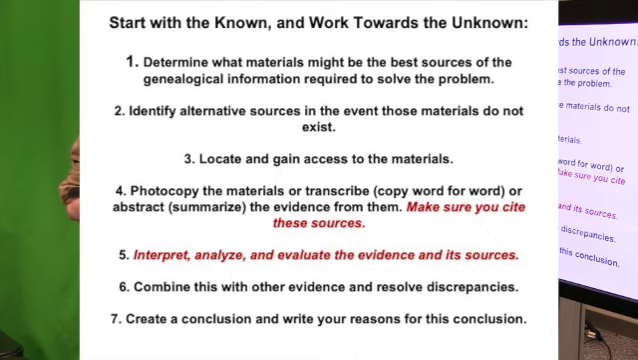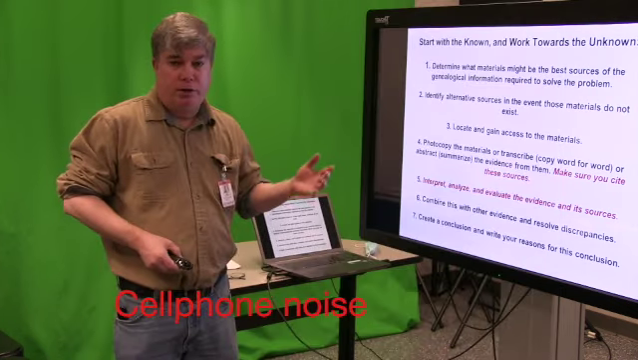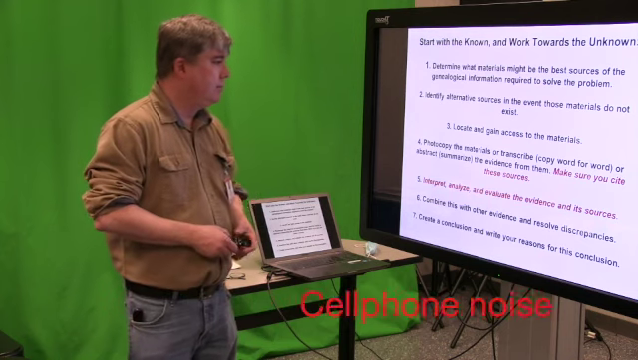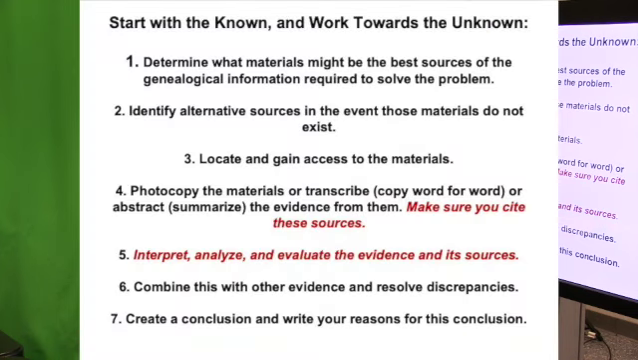So anyway, you determine what materials might be the best sources of the genealogical information required to solve the problem. What documents are going to answer the genealogy question I have about this ancestor or those ancestors. If you can't find the primary documents, are there any other materials that I can find that might answer my question? Then where are those located? Can I get them online? Do I have to go to an archives or courthouse? Then, as I said, make Xerox copies, or if you don't have time, or don't have quarters or dimes to Xerox, you can transcribe, make a word-for-word copy, or abstract, summarize the evidence.